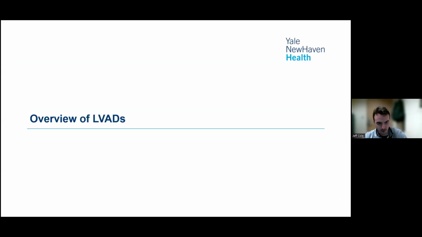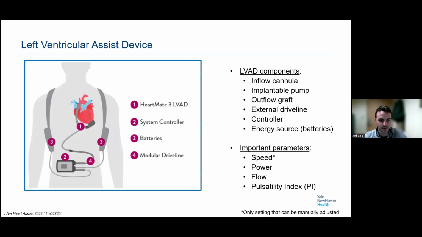First, a quick overview of the LVADs. I have a diagram here of the HeartMate 3, pointing out some of the different components, which are labeled nicely on this diagram. We have an inflow cannula, an implantable pump, an outflow graft, an external driveline, and a controller. We also have the energy source, which is 2 batteries that patients wear, as well as backup batteries they carry.